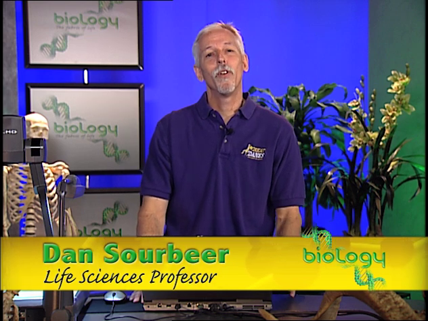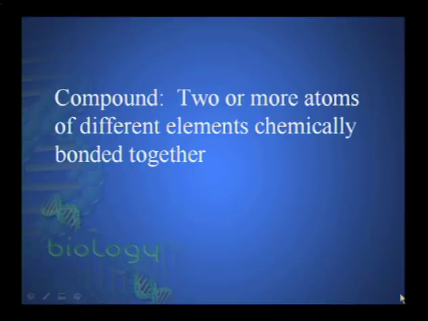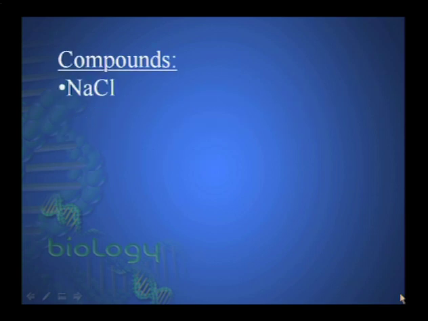So one of the terms that we use when we have interactions or bonding between two or more atoms is the term compound. So a compound is two or more atoms of different elements chemically bonded together. And you should be able to recognize compounds.